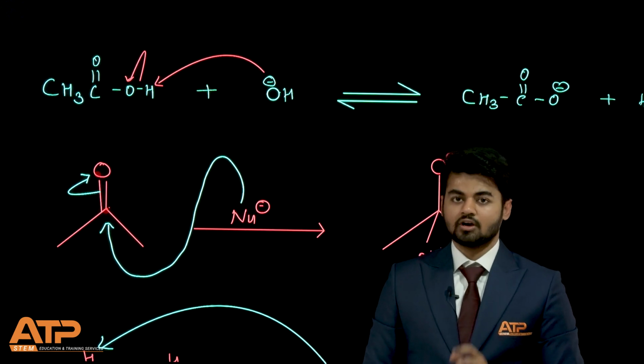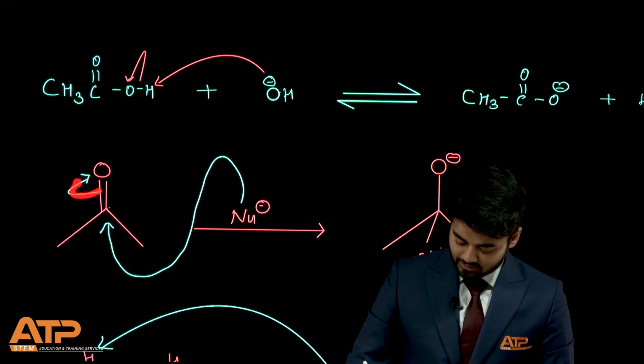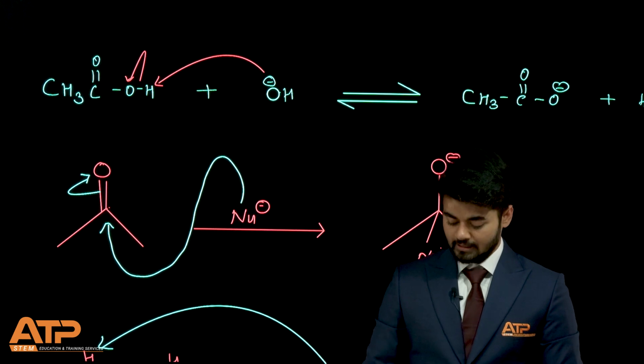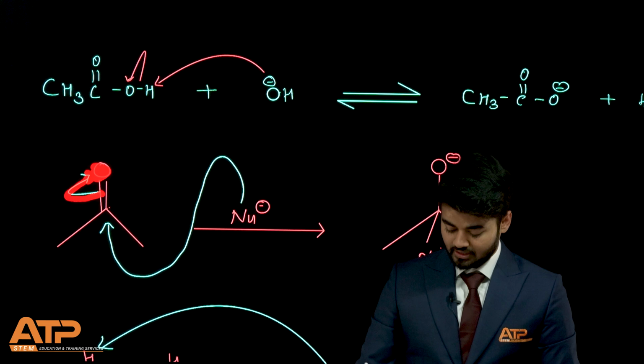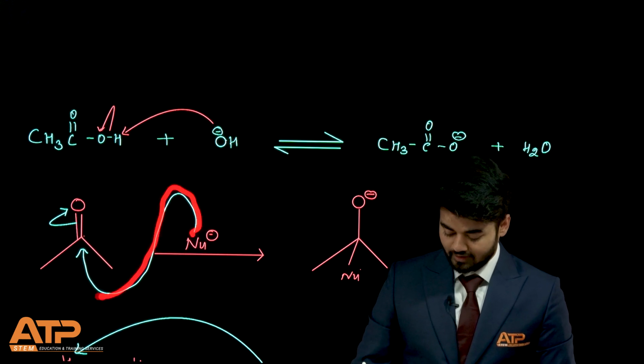Carbon and oxygen. Oxygen is more electronegative, of course. Pi electrons got transferred onto oxygen. Oxygen will get a negative charge. The moment electrons got transferred onto oxygen, this carbon became positive. On this electrophilic site, carbon positive, the nucleophile attacked.